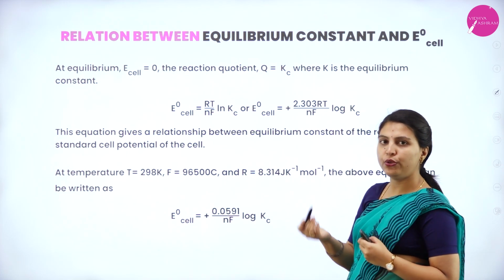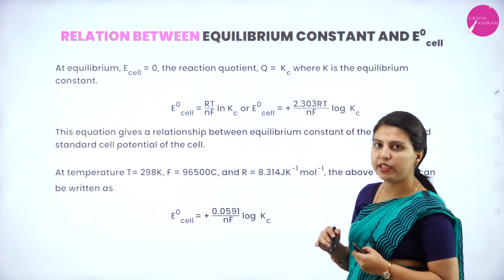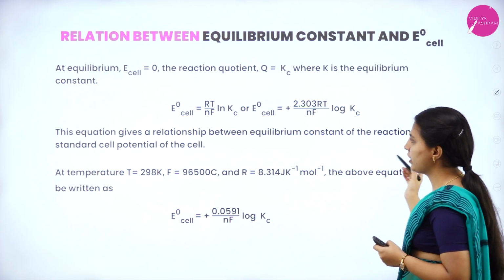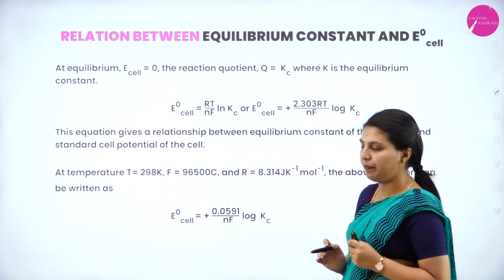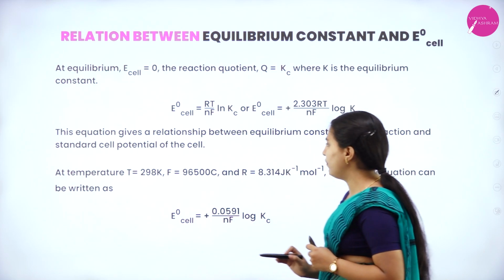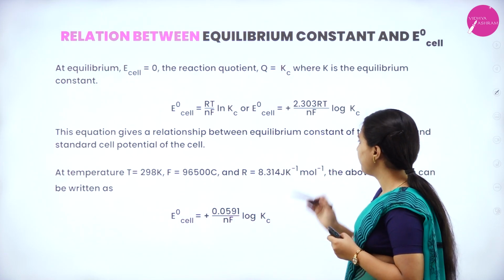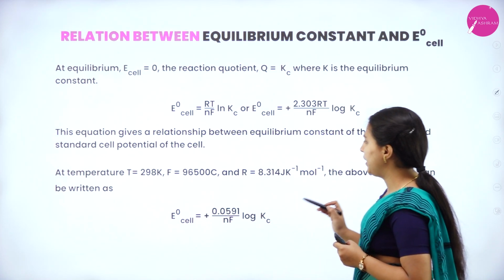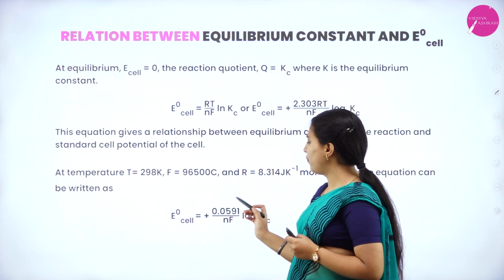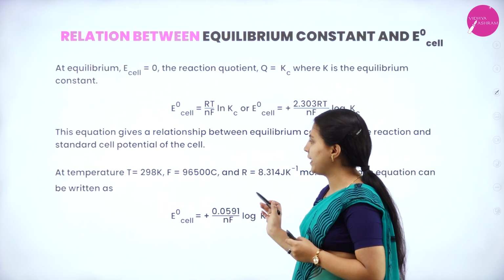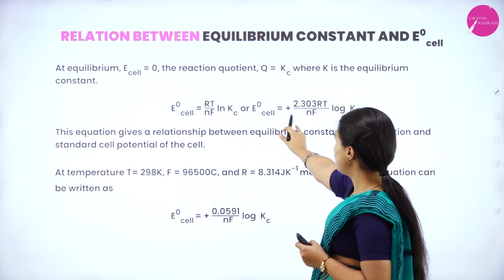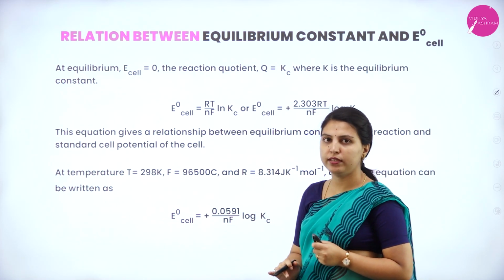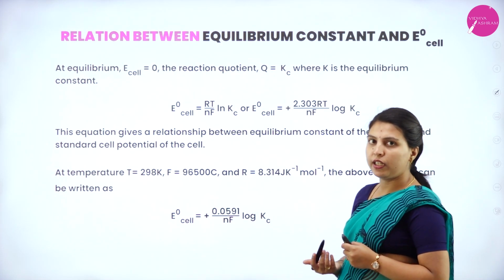That ln is converted into log. For the ln to log conversion, the value 2.303 is required. This equation gives a relationship between the equilibrium constant of the reaction and the standard cell potential of the cell. At temperature T equal to 298 Kelvin, F equal to 96,500 coulombs and R equal to 8.314 joules per kelvin per mole, the above equation can be written as E0 cell equal to 0.0591 divided by n into log Kc. If you put these standard values in this equation, overall this equation will be given. These are both important equations, and from this you may expect numericals also.